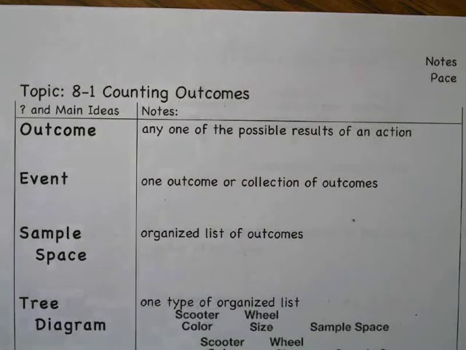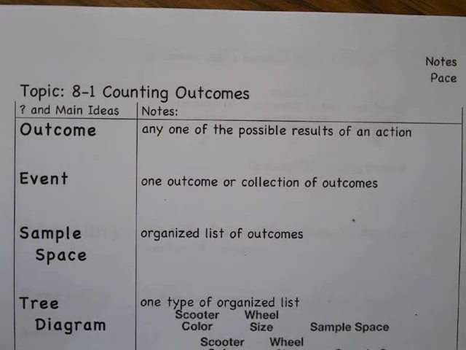Topic 8-1 in probability is learning about counting outcomes. An outcome is any of the possible results of an action. So when you roll a number cube, you can have the outcome of a 1, 2, 3, 4, 5, or 6. Those are all the results. An event, one outcome or a collection of outcomes, is called an event.